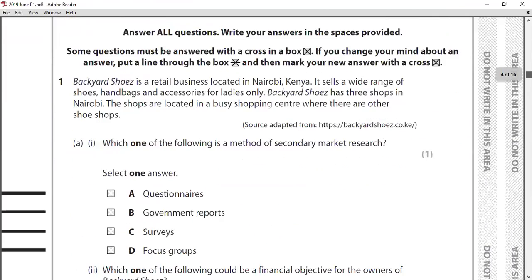You can see this time the case study is only about 4 lines. Backyard Shoes is a retail business located in Nairobi, Kenya, and it sells a wide range of shoes, handbags, and accessories for ladies only. Backyard Shoes has 3 shops in Nairobi. These shops are located in busy shopping centers where there are other shoe shops also. Only 3 shops, so a small business.